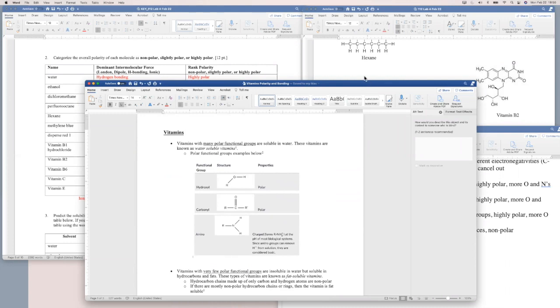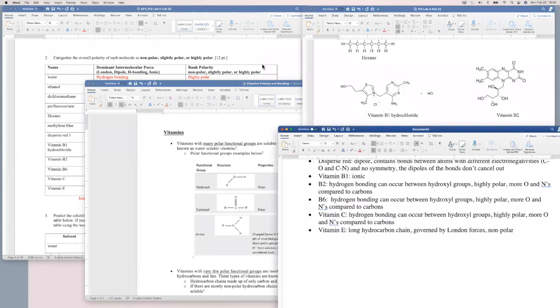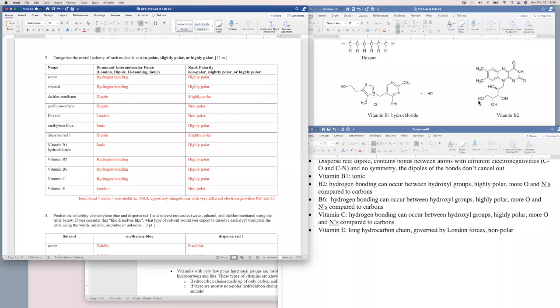So basically what vitamin B2 can do is form hydrogen bonds with these hydroxyl groups here. If this is in water, it's able to form those hydrogen bonds with water. Okay, so the dominant intermolecular force is the hydrogen bonding because of those hydroxyl groups, and then it's going to be highly polar. Something that's hydrogen bonding is also highly polar.